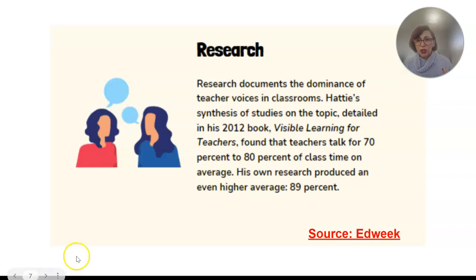All right. What does the research say? There's always a source here that is a hyperlink. I'm just going to read this part. It says research documents the dominance of the teacher voices in classrooms. Hattie's synthesis of studies on the topic, detailed in his 2012 book, Visible Learning for Teachers, found that teachers talk 70% to 80% of class time on average. His own research produced an even higher average of 89%, right? And again, for our English learners, they need to develop the speaking skills, the listening skills. How detrimental that might be to sit all day and just listen to information without actually practicing and processing the information they're hearing.